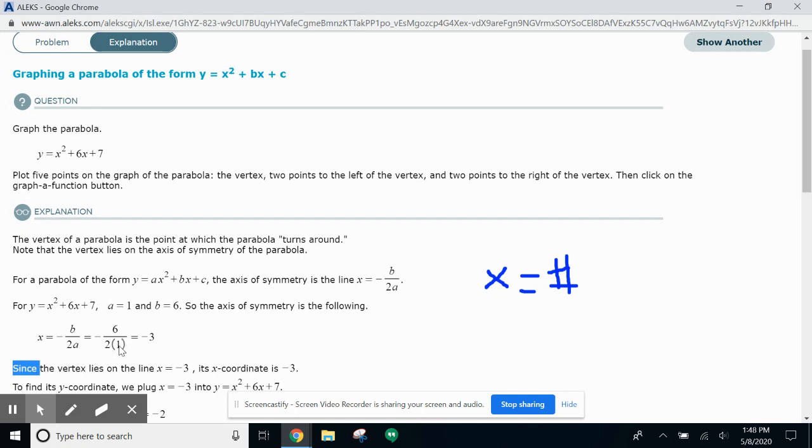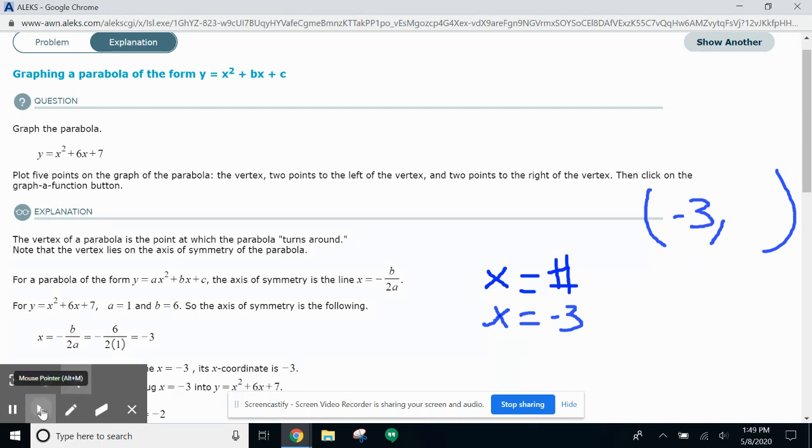So now 2 times 1 is 2, -6 divided by 2 is -3. So now what we showed here is that our line of symmetry is going to be at x equals -3. And that line of symmetry matches up with the vertex because it's on that x value. So we already know half of our vertex now. Half our vertex is -3. We've got to find the y value for that.